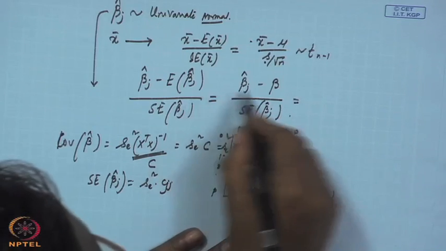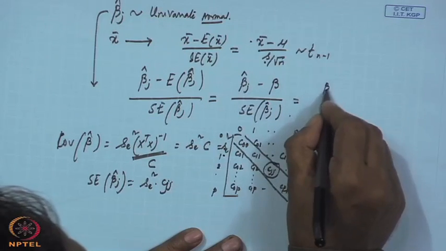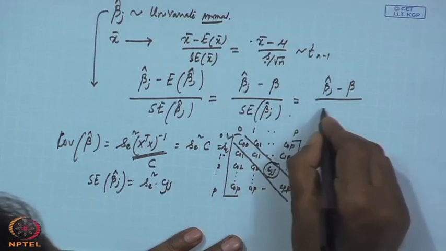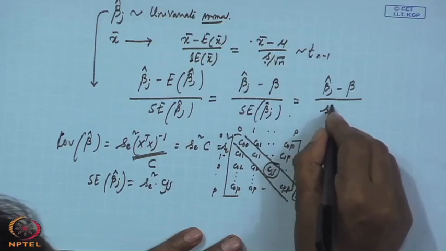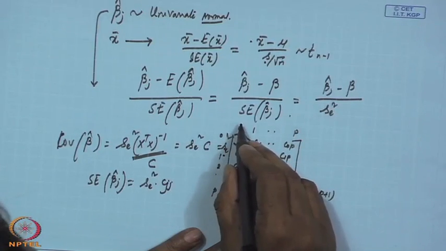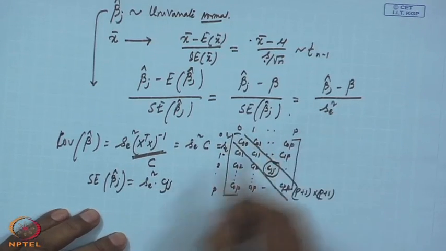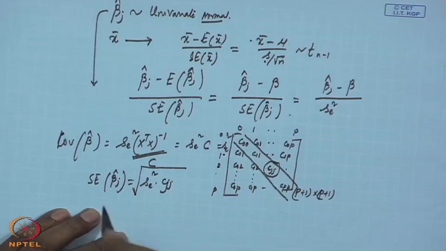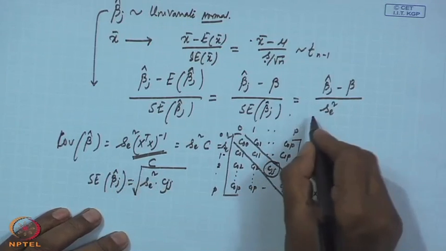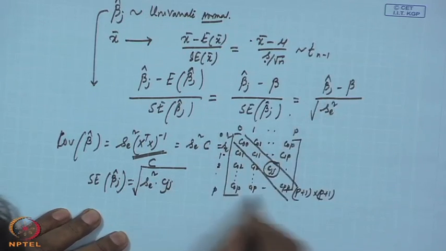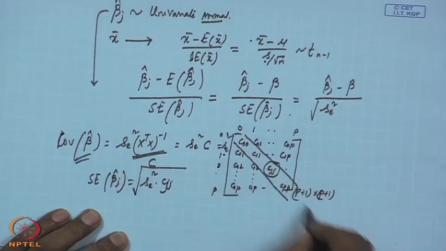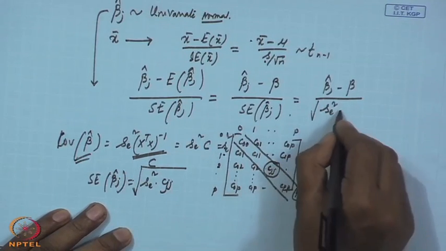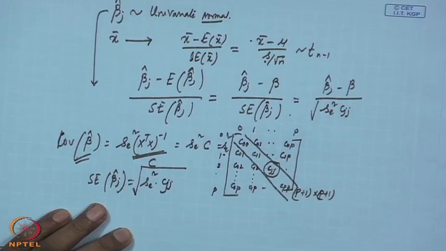So, you can write now that beta j cap minus beta j by, you can write this sigma square, this is the standard error. Achha, now, as it is the standard error, we have to give the square root. This component is the variance component, since diagonal elements are variances. So, square root of sigma square C j j.